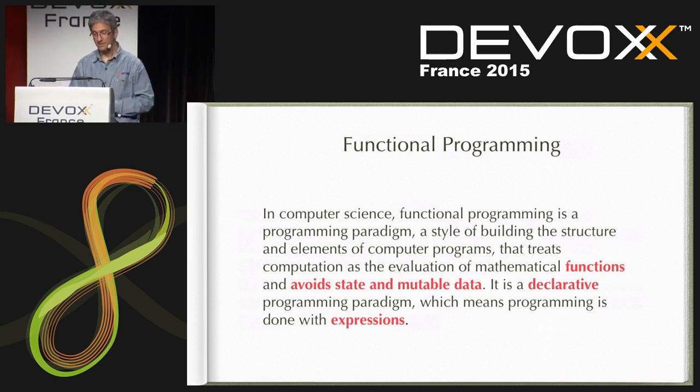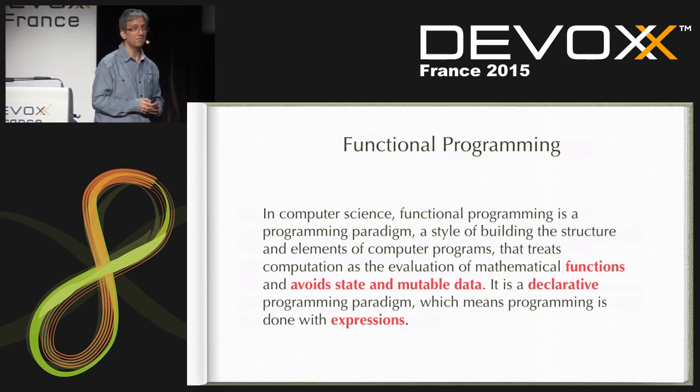I'm like, oh, okay. In computer science, functional programming is a programming paradigm, a style of building the structure and elements of a computer program that treats computation as evaluation of mathematical functions and avoids state and mutable data. It is a declarative programming paradigm, which means programming is done with expressions. Now, what does that tell you? That I could read bloody well.